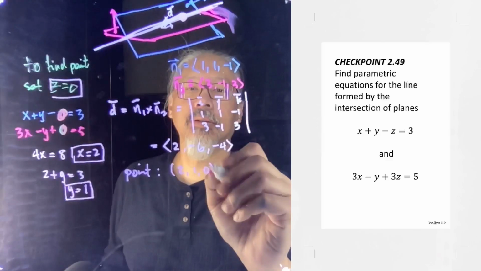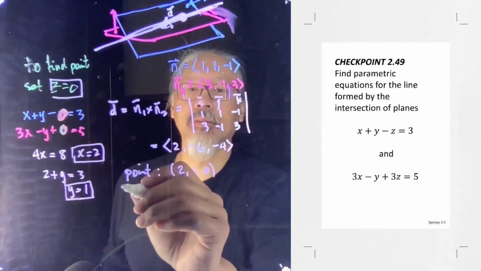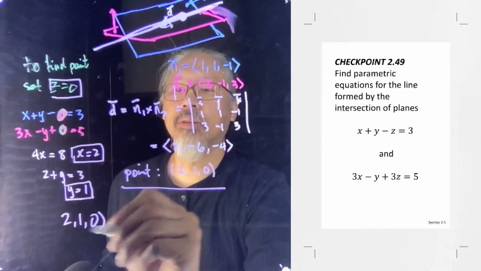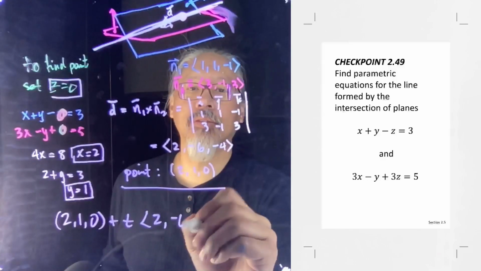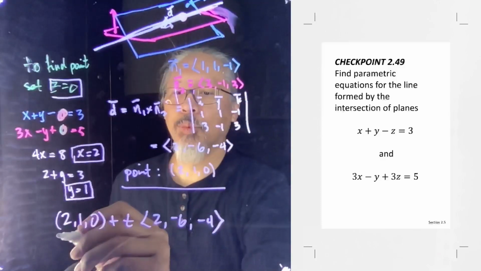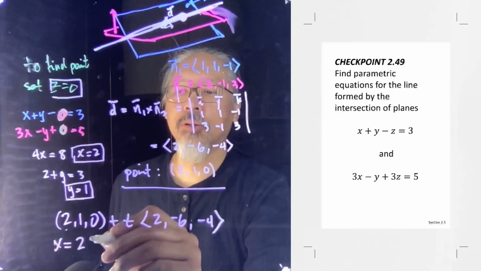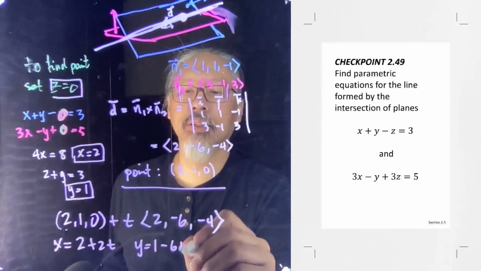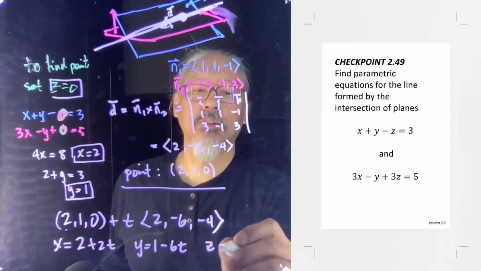Now that we have a point and a direction, we can write the equation of the line. The point is 2, 1, 0 plus t times the direction 2, -6, -4, and then we put them together and we get the x variable equal to 2 plus 2t, the y variable equal to 1 minus 6t, and then the z variable equal to 0 minus 4t.